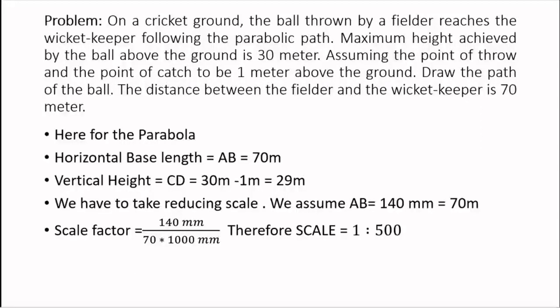We use this factor to convert CD into the distance on the drawing by multiplying the scale factor with 29 meters converted into mm. So 29 into 1000 is 29,000 mm. Multiplied by scale factor, we get the length on drawing CD equal to 58 mm. So utilizing this, we start with the construction on the sheet or the drawing itself.